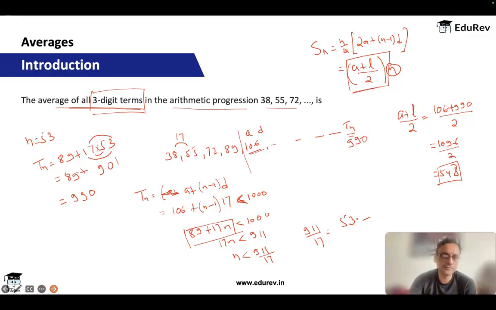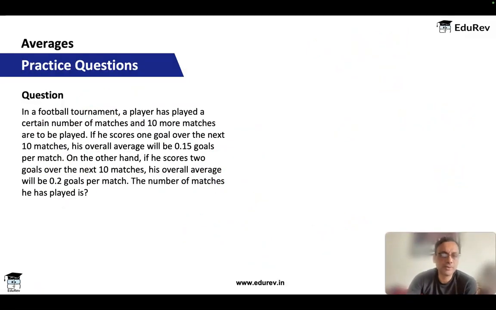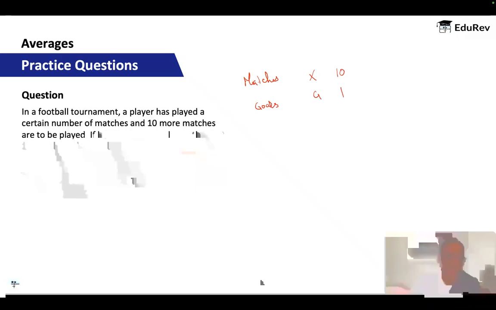Okay, let's move on. In a football tournament, a player has played a certain number of matches and 10 more matches are to be played. So let's say matches. He has played X matches and 10 more matches have to be played. Then if he scores 1 goal over the next 10 matches, his overall average will be 0.15 goals per match. Okay, so let's say goals. He has scored G goals and he'll score 1 more goal over the next 10 matches.